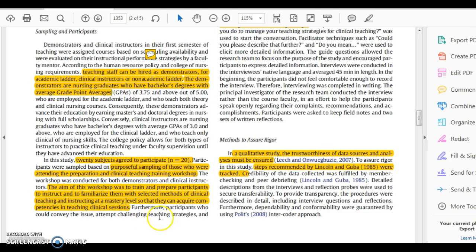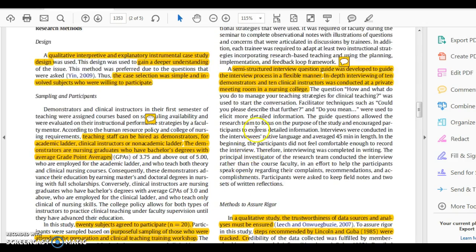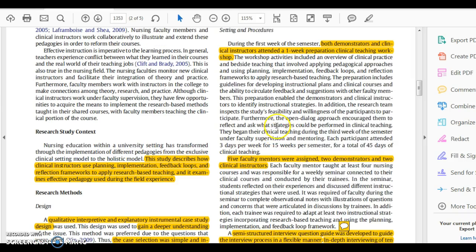And then they talk about the aim of this workshop, which was to help these folks get going, to prepare them to instruct and familiarize themselves with selected methods of clinical teaching and instructing at a mastery level. Okay, so that tells us a little bit more about the participants.